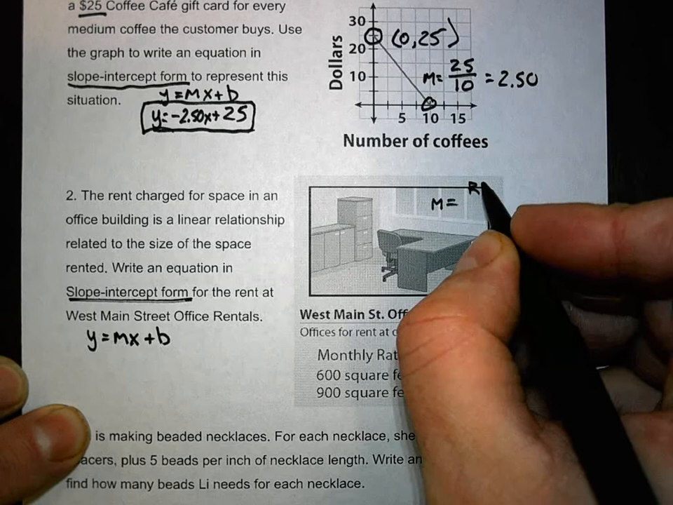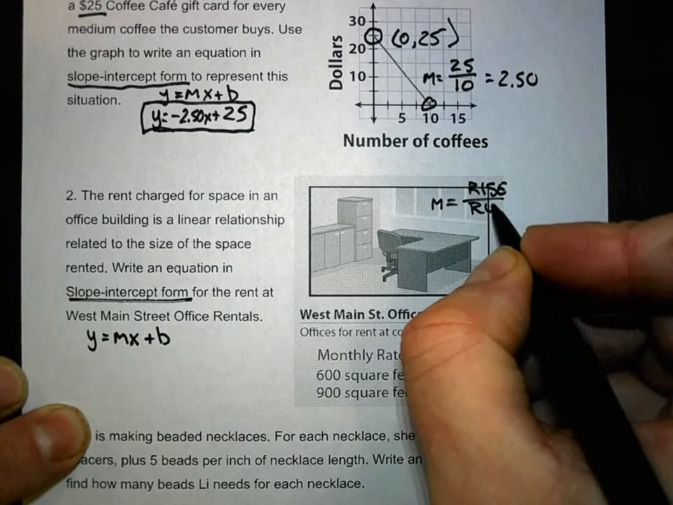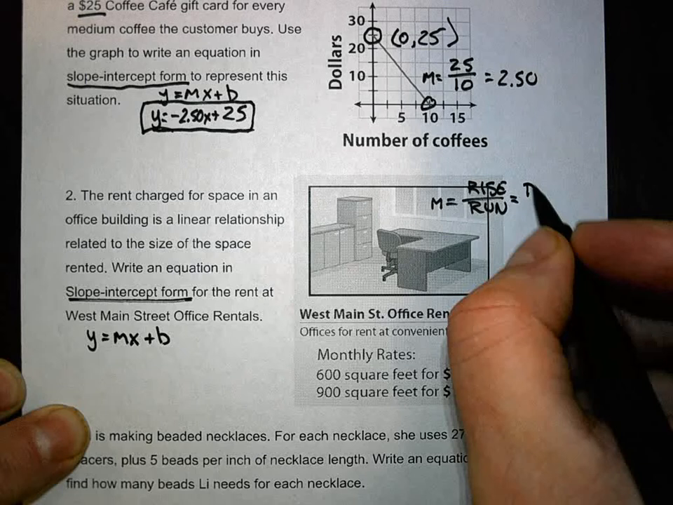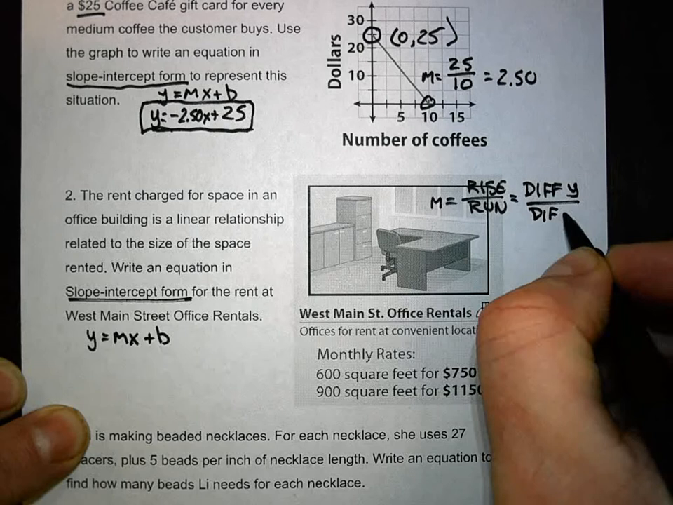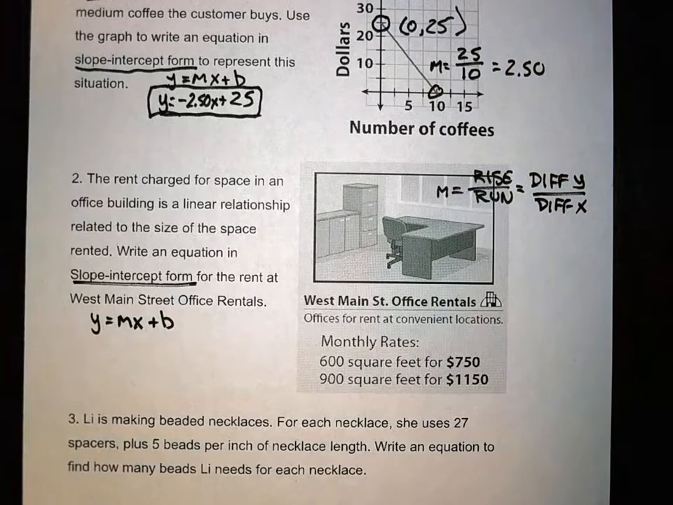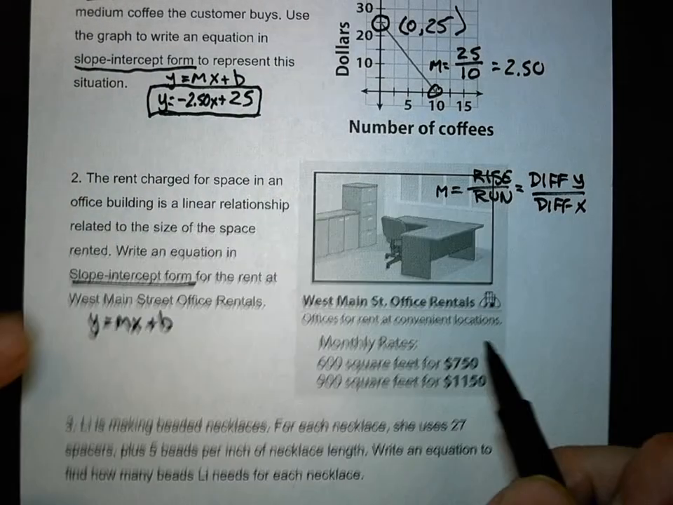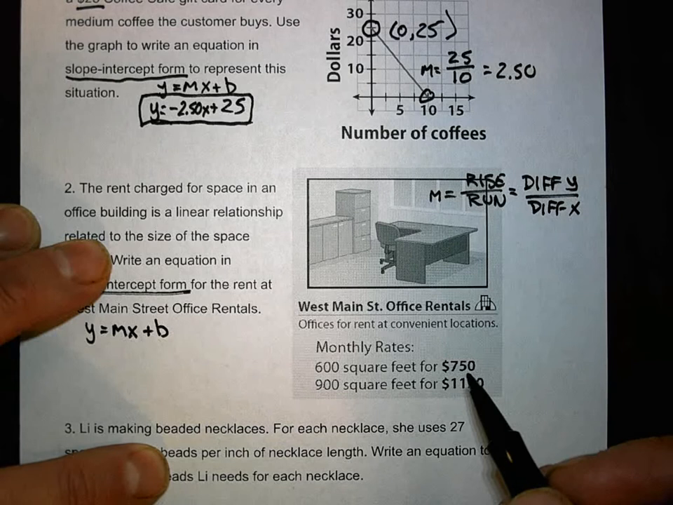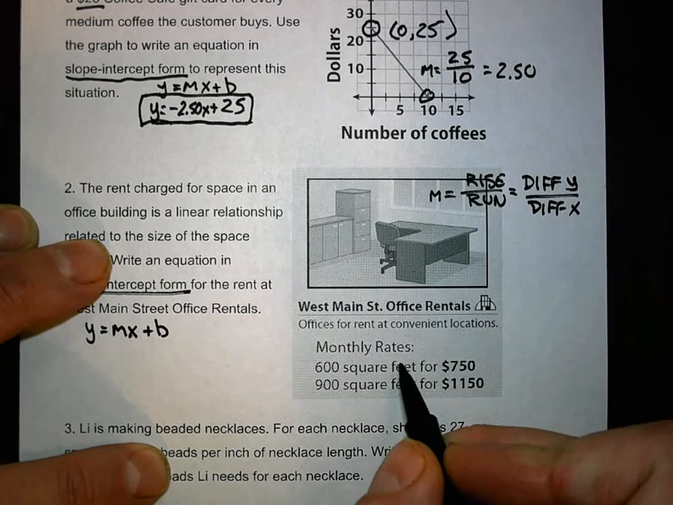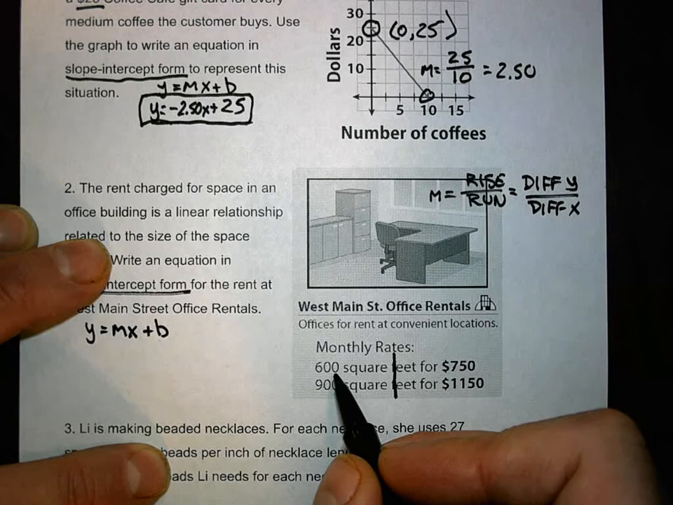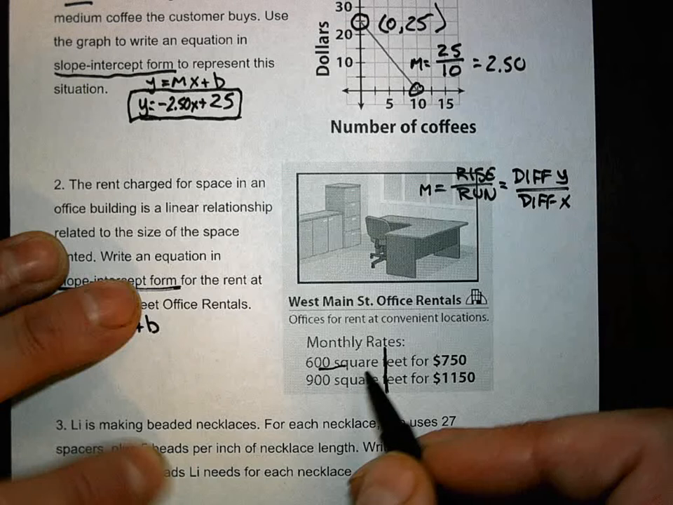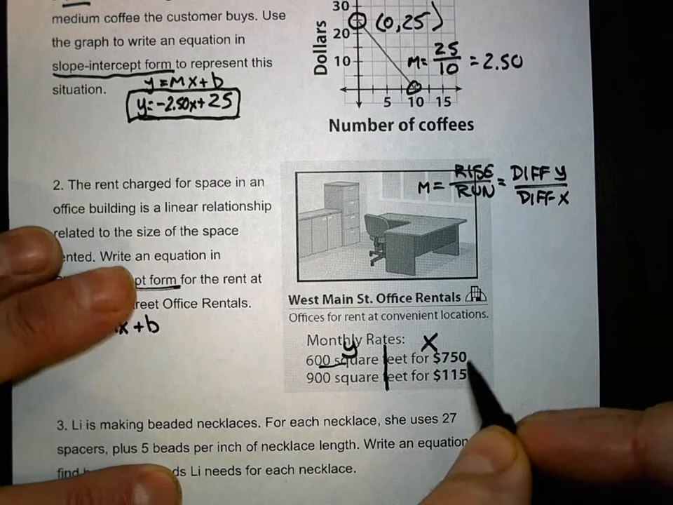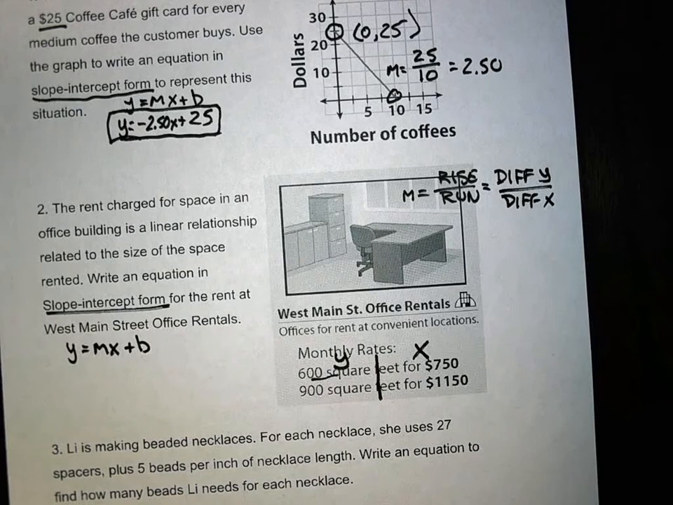M is rise over run, right? The difference in y over the difference in x. And a lot of times, if you look at your sheet, it'll say y2 minus y1 over x2 minus x1, right? So, do I say feet per dollar or dollar per feet? Feet per dollar, which means feet becomes your y and dollars becomes your x. That's how you rent office space.